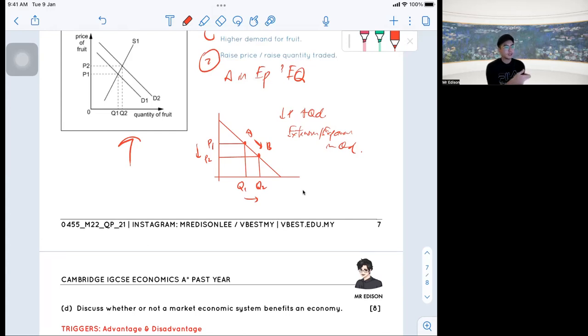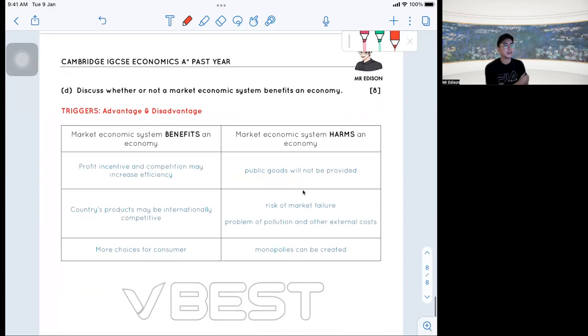No, the triggers here will be advantage and disadvantage. You type in Google advantage of market system. That's it. Disadvantage of market system. That's it. Legit, this is the answer. Advantage and disadvantage. So market system, market economic system, benefit and economy.